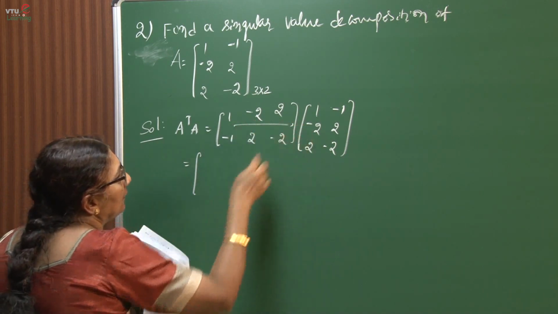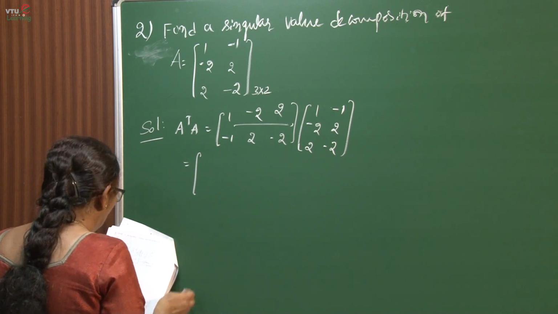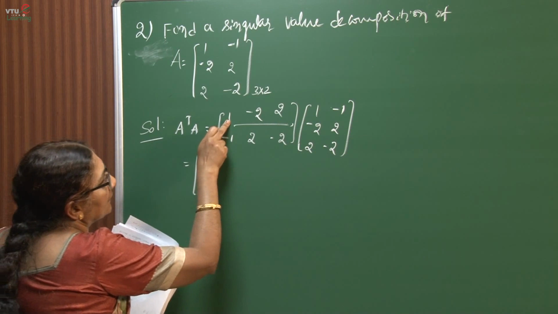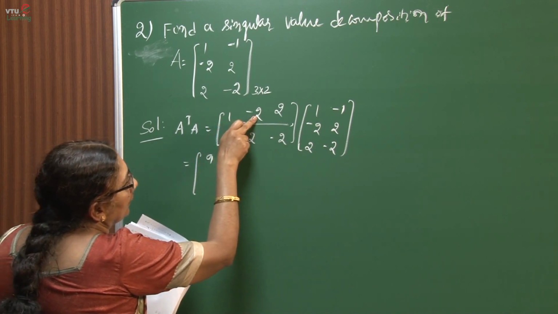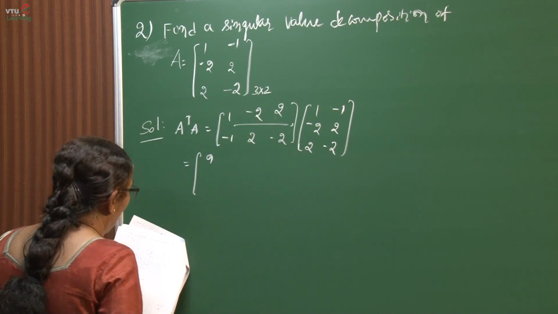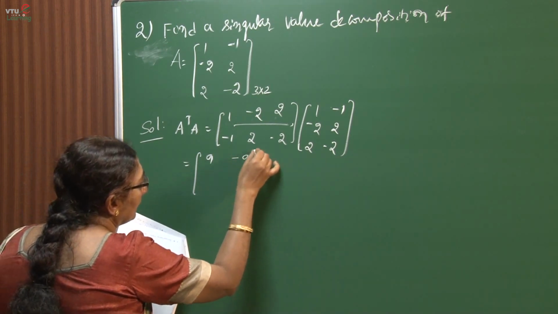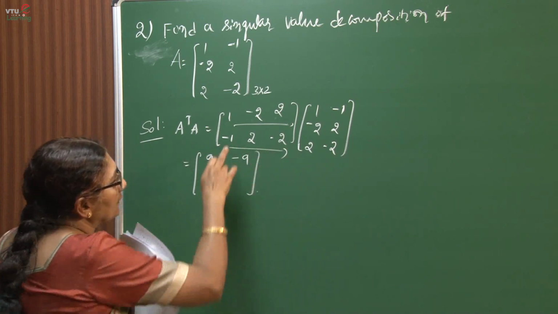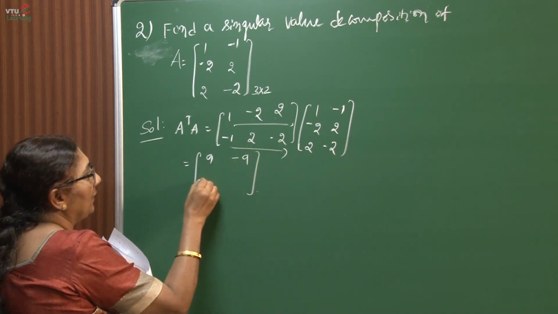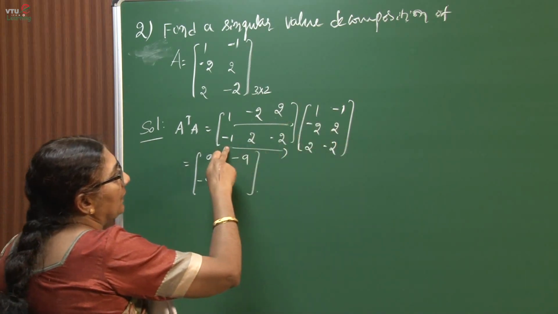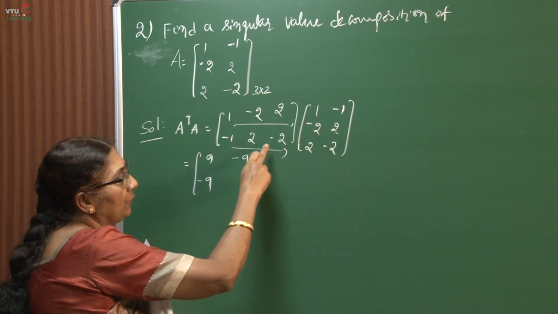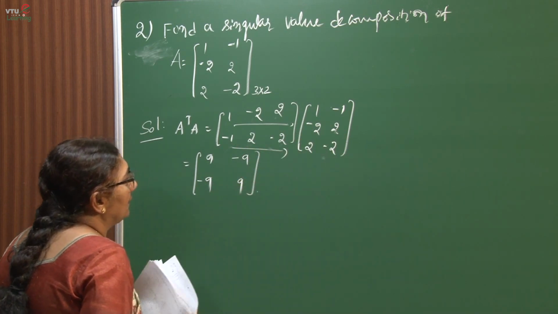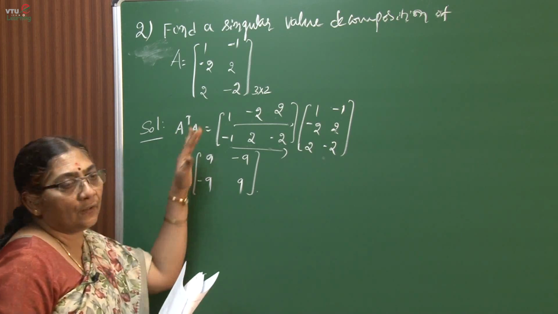1 plus 4 plus 4, we get 9. Then row into second column: minus 1, minus 4, minus 4, what we get? Minus 9. Then the second row: minus 1, minus 4, minus 4, minus 9. Then 1, 4 and 4, we get 9. This is the square matrix we get from A transpose A.